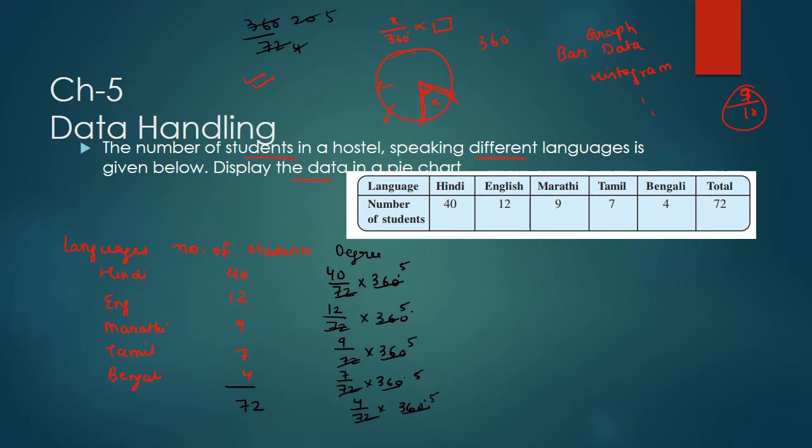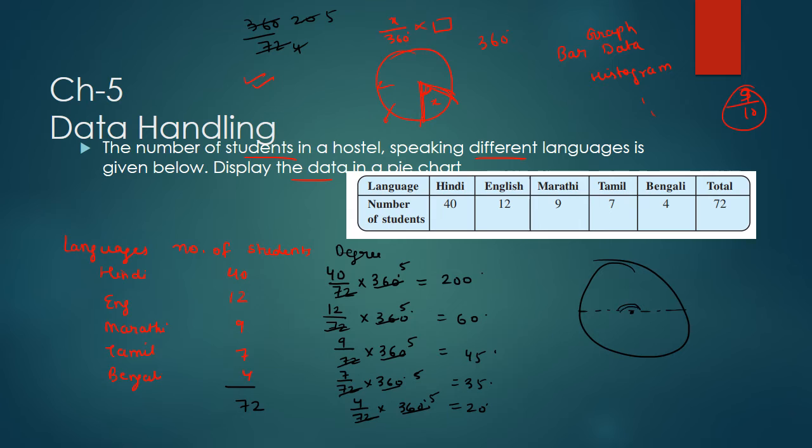Okay, now multiply. You get 40 into 5, that is 200, 12 5s are 60, 9 5s are 45, 7 5s are 35, and 4 5s are 20. These all are degrees. Now when you draw a circle of any radius, you have to make sure that for a reference you draw a diameter. Okay, now you know diameter is 180 degrees.